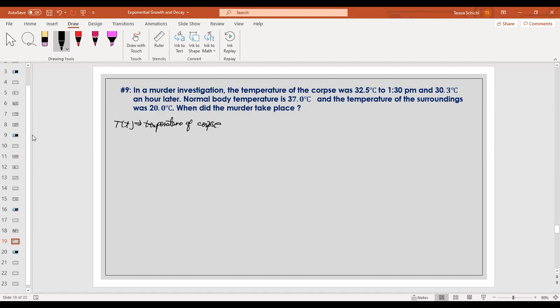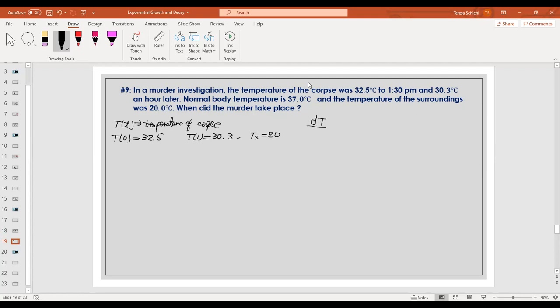Okay, so let's say the T0, right? This is the first time when the police arrive, they find it. So T0 is 32.5. And the T1, that means after 1 hour, temperature dropped to 30.3. And what is my surrounding? My room temperature, TS, is 20 here. Okay, so now let's write the Newton's cooling formula again.